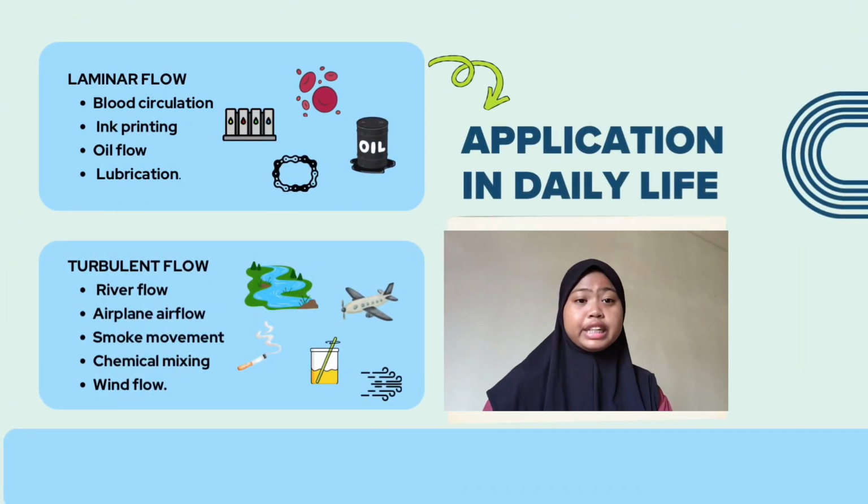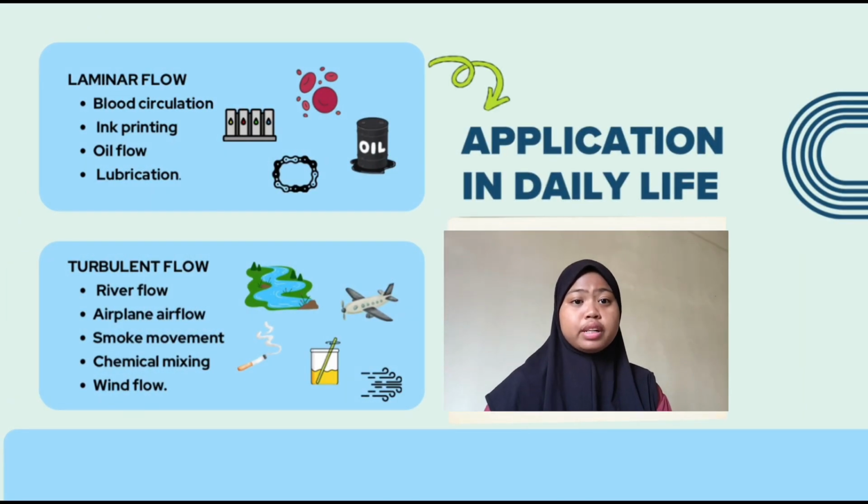Next is the application of laminar and turbulent flow in daily life. Let's start with laminar flow. Laminar flow can be seen in blood circulation when blood moves smoothly in small veins. It is also used in ink printing, oil flow, and lubrication systems, where steady and controlled flow is needed.